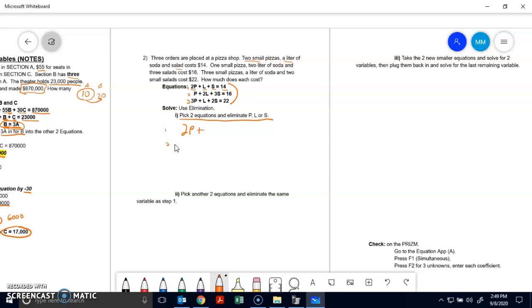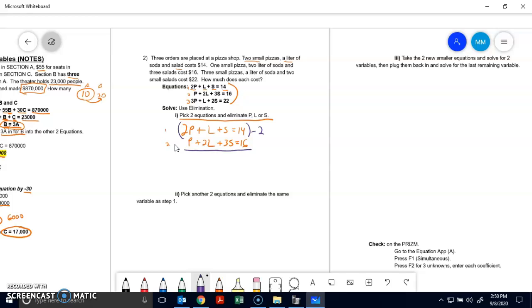So I have 2P plus L plus S equals 14, and P plus 2L plus 3S equals 16. And the question is, how do I get L to eliminate? Well, I'm going to have to multiply this equation by negative 2. So let's go ahead and rewrite that.